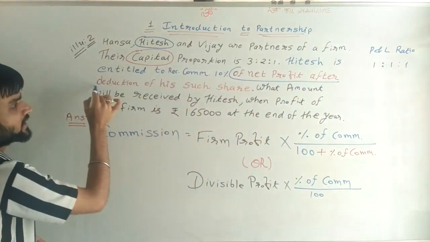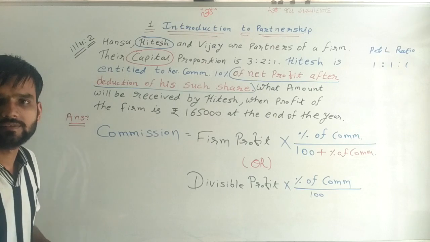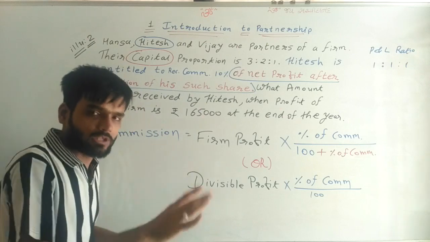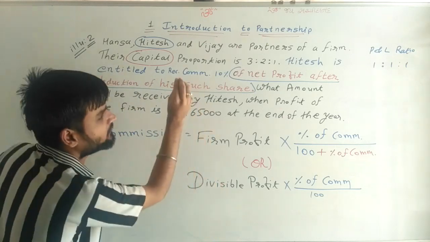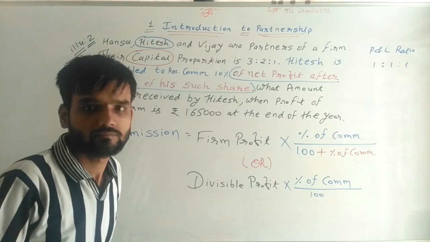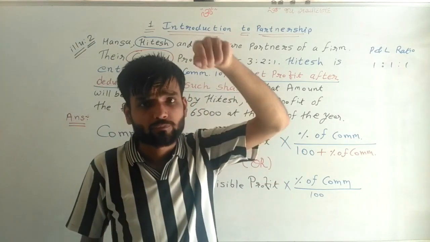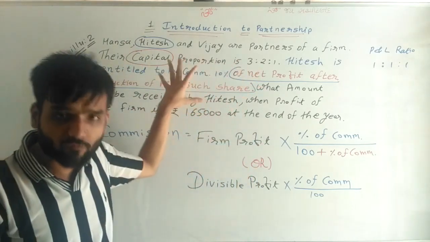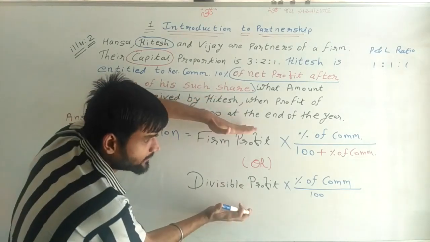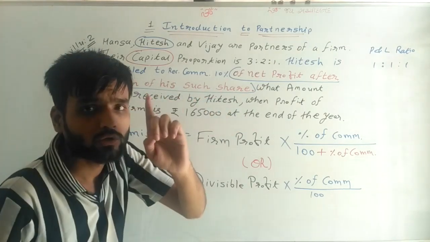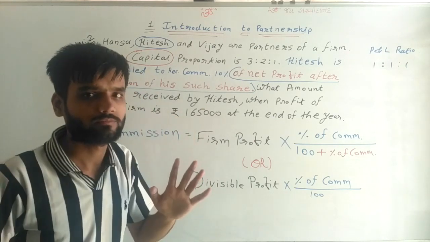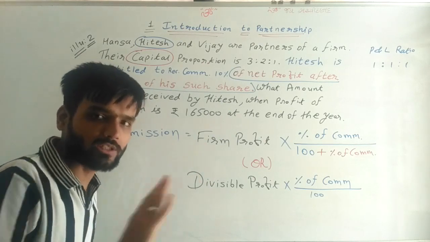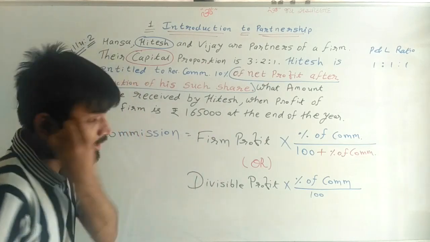Net profit after deduction of his such share. Now what does it mean? We are clearing that later. But for the current situation, whenever this information is given, commission is paid on net profit after deduction of such commission. Whenever this information is given, we use this formula to solve the sum and calculate commission. First we read the whole question, then we apply these formulas.